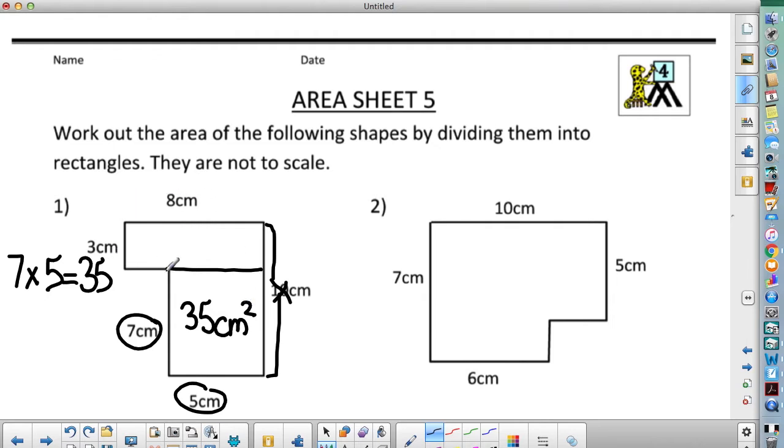Let's look at the other numbers that we have not used yet. For one of the lengths, we have 3. So we know we need 3. And for the other length, we have 8. So our equation will be 8 times 3 for length times width. And 8 times 3 equals, good job, yes, 24 centimeters squared.